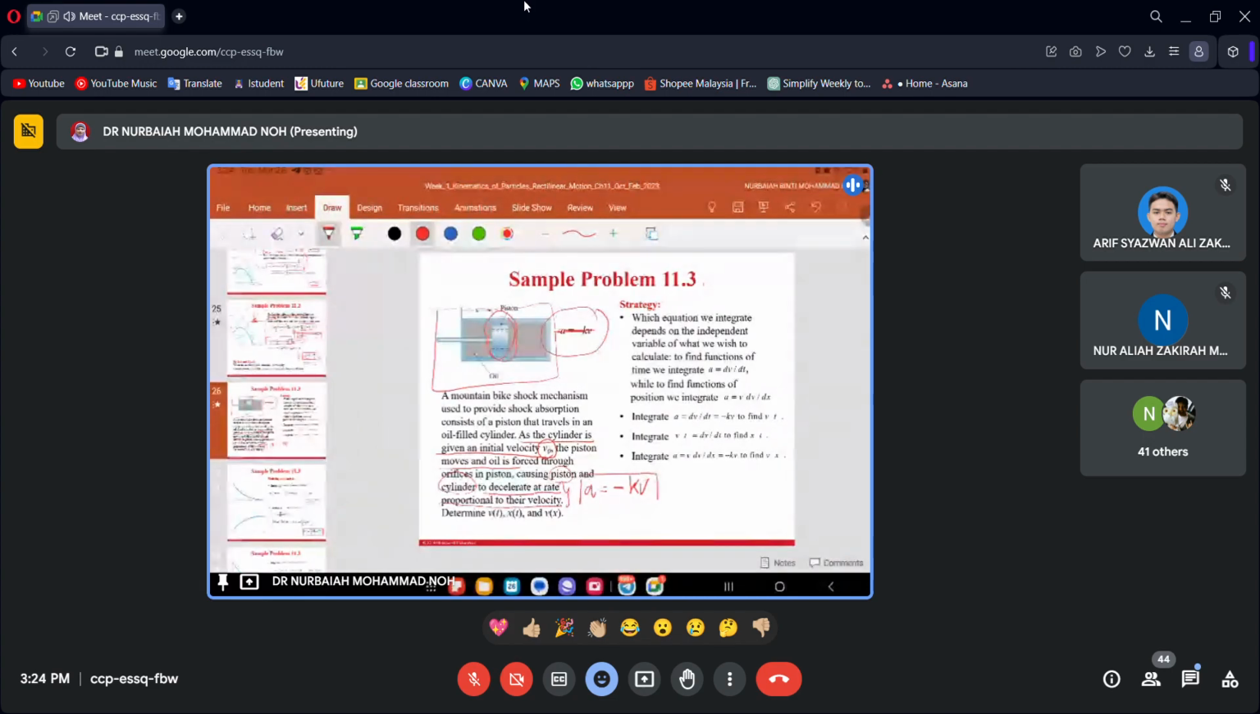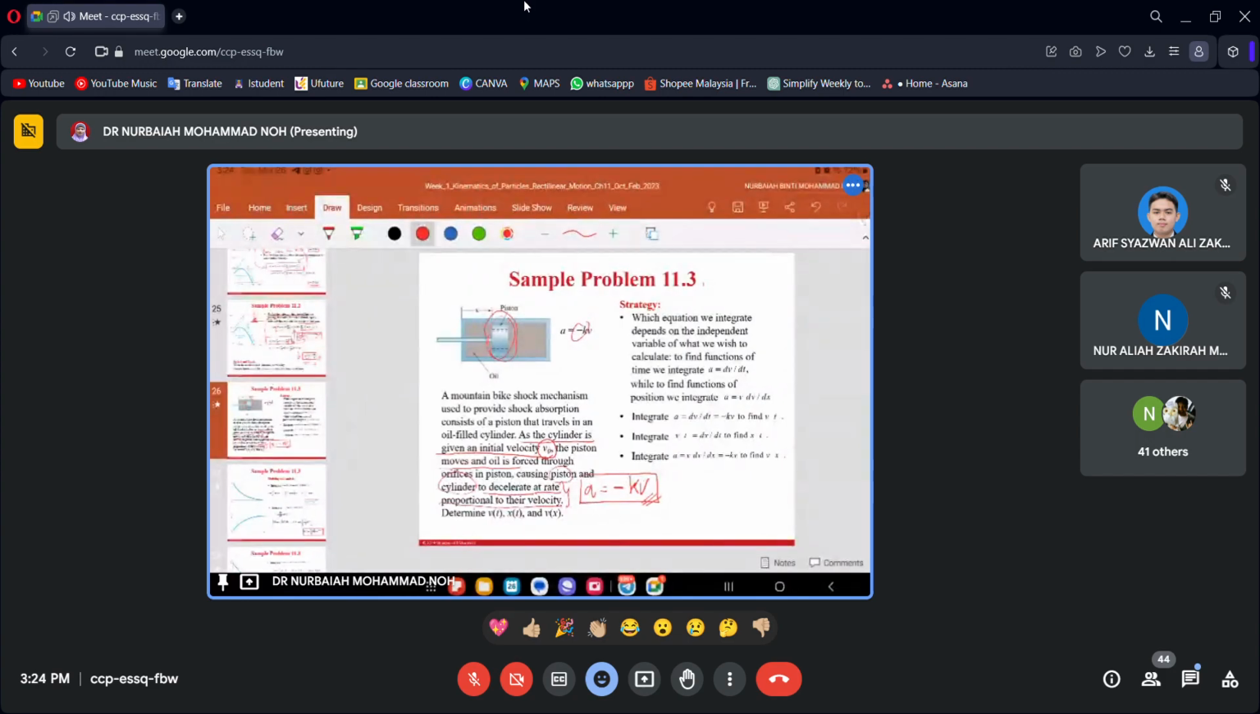So basically you have this function of a. a is a function of v. Okay, you are given a as a function of v. Yang mana a adalah dalam bentuk decelerations. That's why you have this negative sign. Okay, so that is the statement.